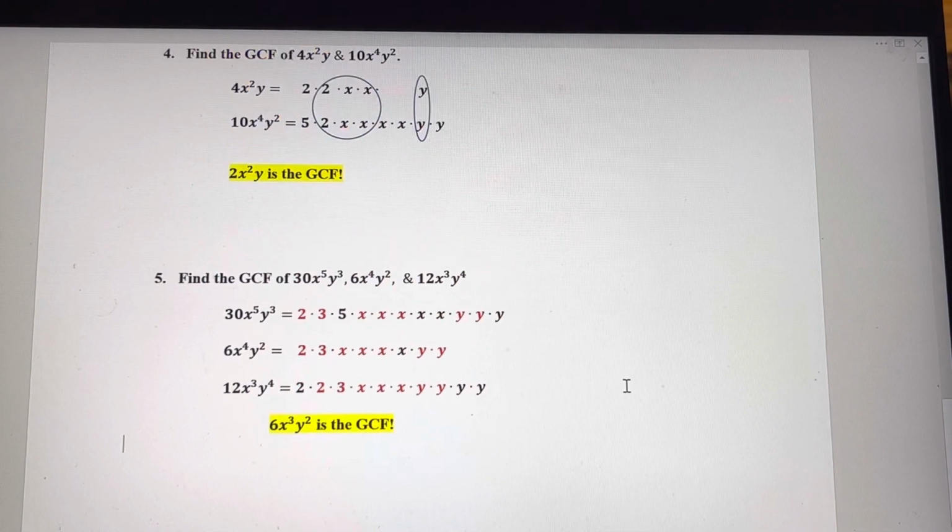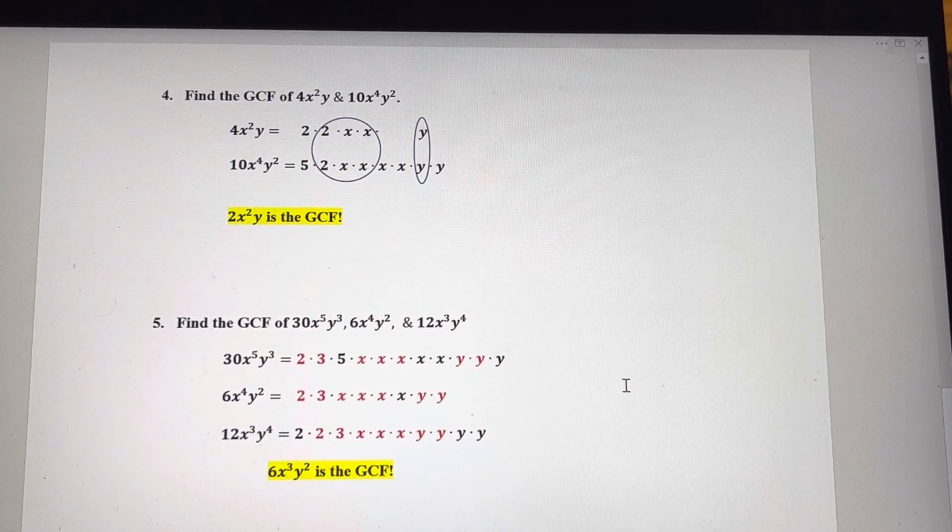So that's how you're going to find the GCF for monomial expressions. And again, we're just going to keep expanding on this concept of GCF, so make sure you get this down.